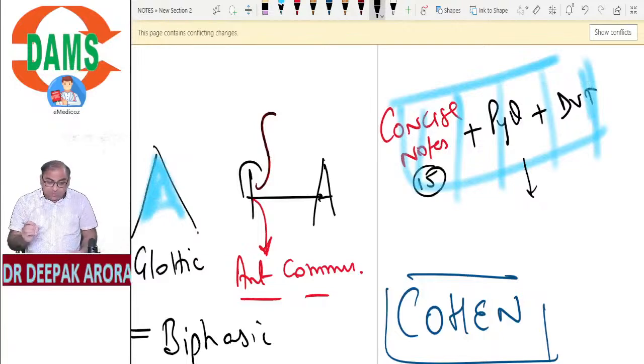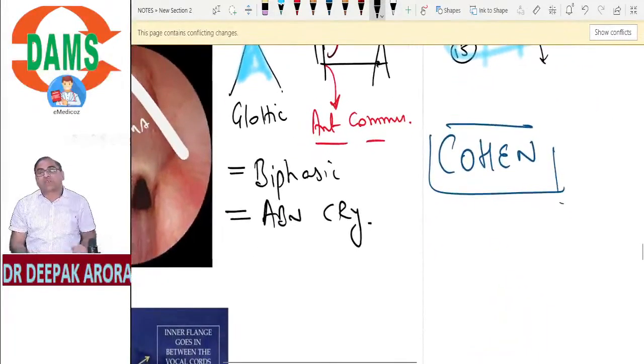So just at least PYQ, PYT should be on your tips. Cotton-Myer, no beta, no. It is not Cotton-Myer. Cotton-Myer classification is used for subglottic stenosis. Here I am using Cohen's classification.